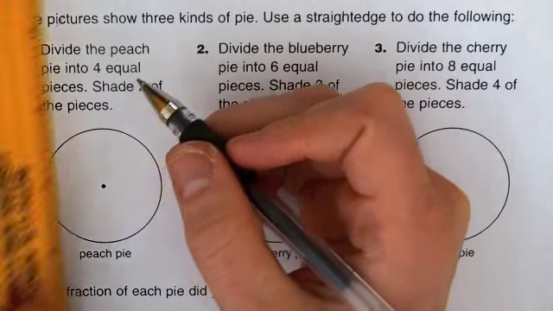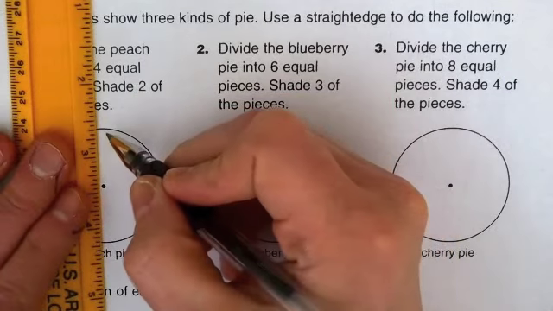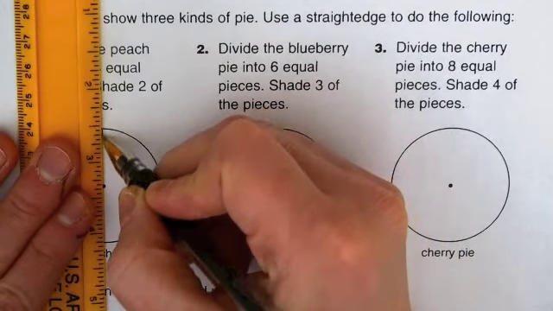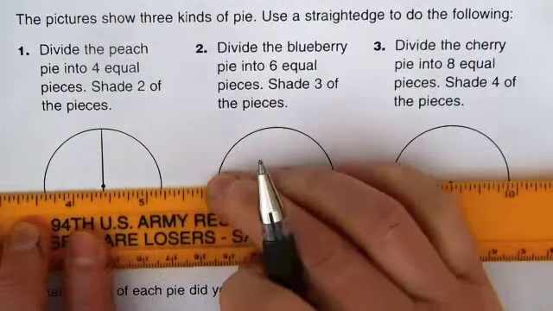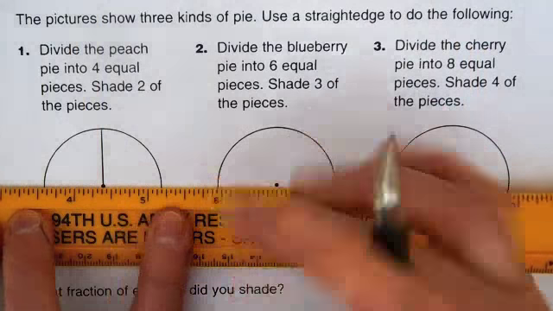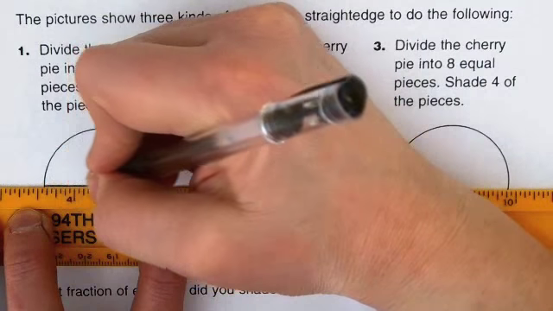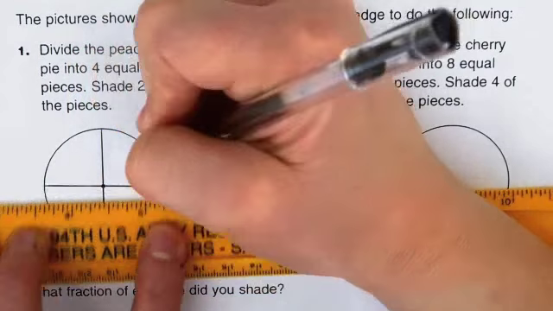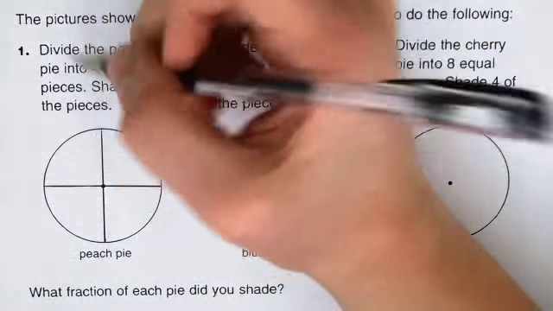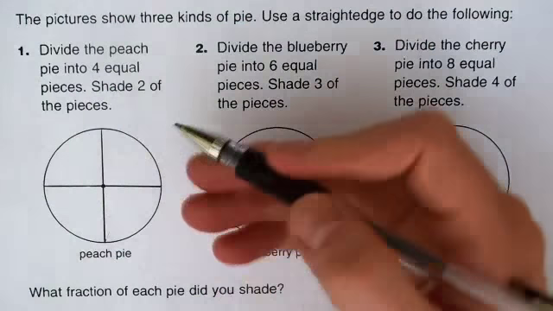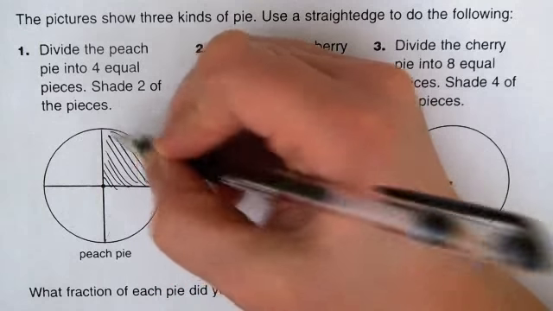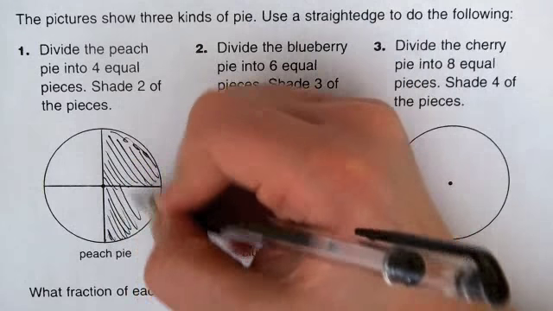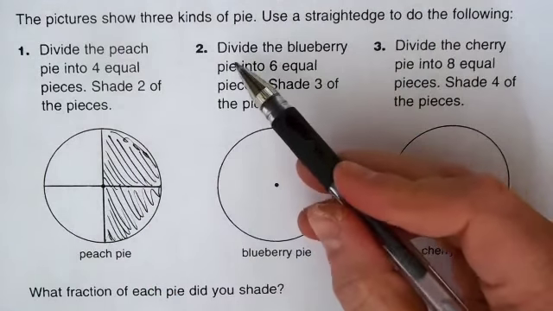Shade 2 of the pieces. Alright, so we're going to just split it here in half this way, and then we'll split it in half again. We'll have 4 equal pieces. Right there, 1, 2, 3, 4. And then this gives us the direction to shade 2 of the pieces. So we're going to shade 2 of the pieces here. That's 1 and 2. Alright, next.